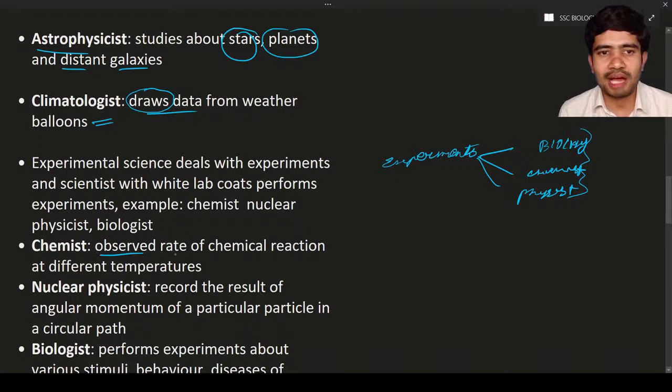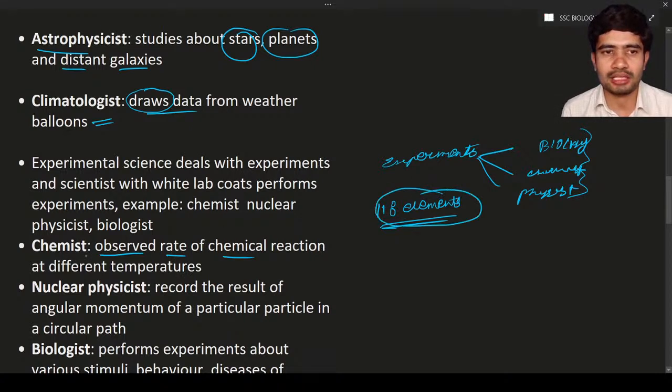These chemists observe the rate of chemical reactions at different temperatures. There are many different chemicals in the periodic table. If you see, 118 elements are there. How these 118 elements react and interact, everything is studied by the chemist. The study of chemicals is known as chemistry, and these scientists are known as chemists.